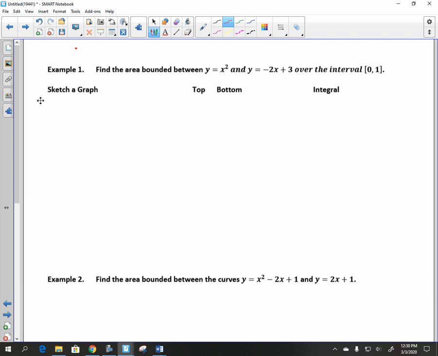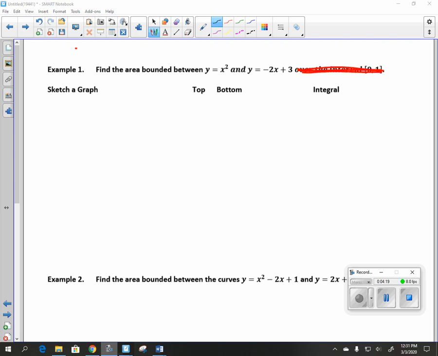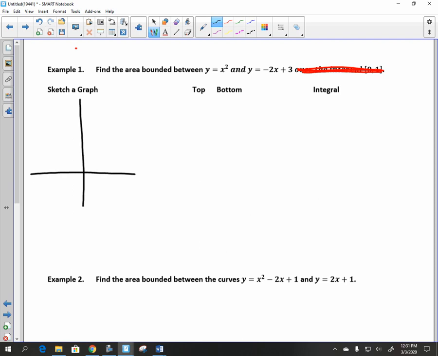It says, find the area bounded between y equals x squared and y equals negative 2x plus 3. And we're not going to look over a certain interval. We're just going to find the area in its totality. I'm going to change that slightly. And we're going to start by sketching a graph. So again, I just want to remind you guys something to keep in mind. So here we have it. I'm going to graph this region so I can understand what it looks like.